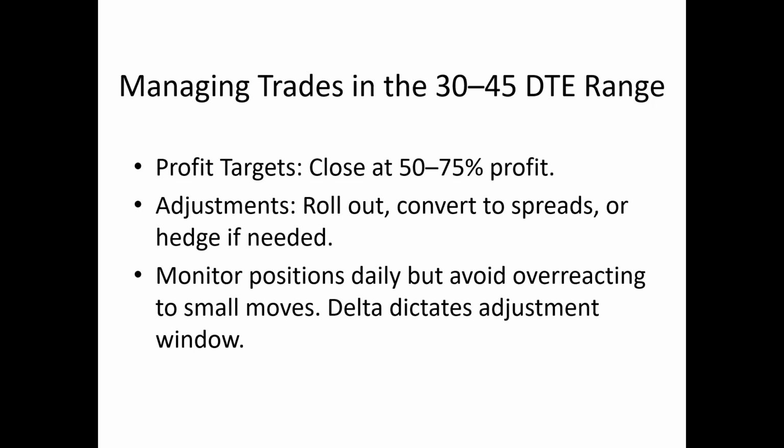Adjustments. We covered adjustments before. We have several things we can do. We can possibly roll out, up and down, right? So where we buy to close the option we are short and look to reestablish a position. Again, this is not some secret sauce. Rolling out is the same exact thing as buying to close a bad trade and selling to open a new trade.